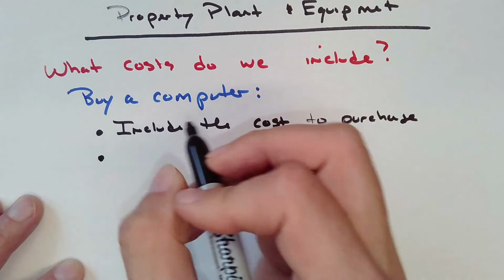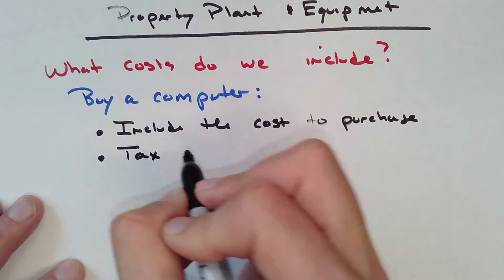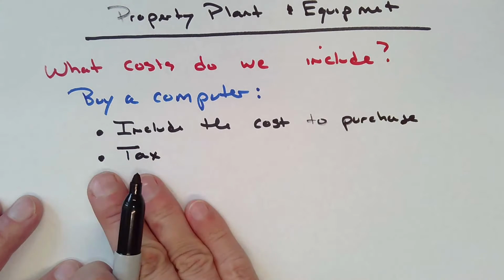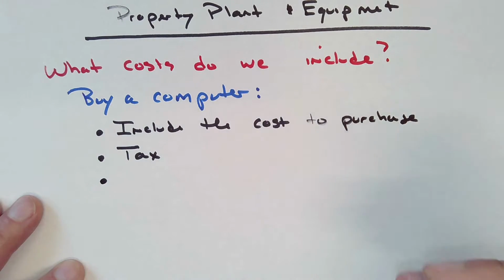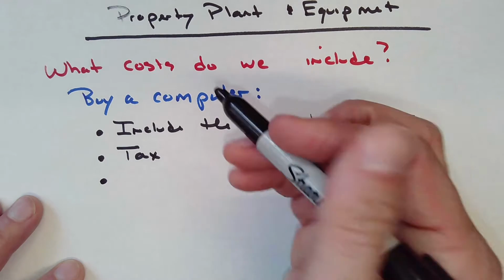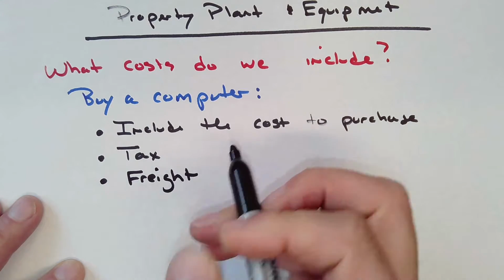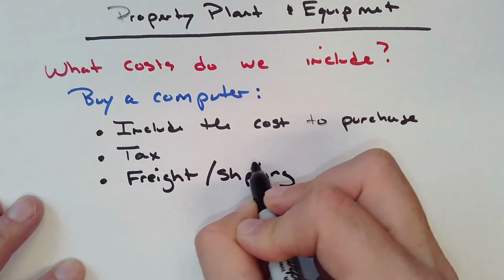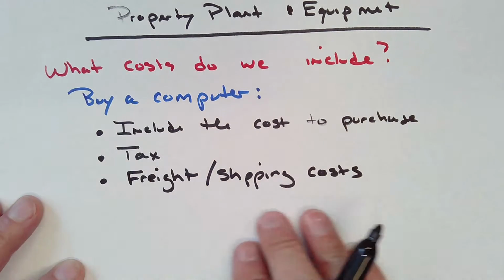If there's any tax associated with this, we probably need to include the tax, because in order for us to get the equipment, we probably also had to pay some sales tax on it. That should be part of my acquisition. If I had to pay for shipment or freight, shipping costs, I should include that in there as well.